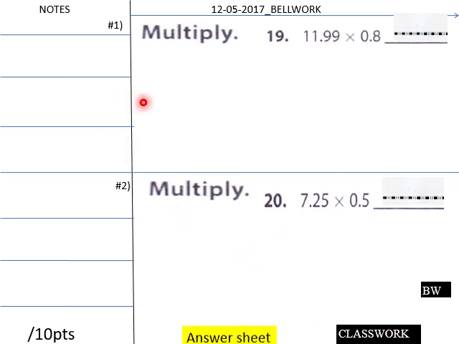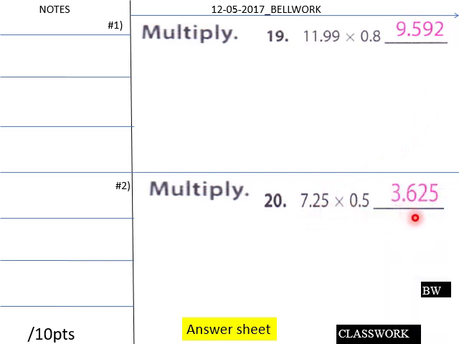Okay, welcome back everybody, for today's solutions to today's bell work. For number 19, 11.99 times 0.8 would be 9.592. And then 7.25 times 0.5 would be 3.625. Students, you should come up with that.